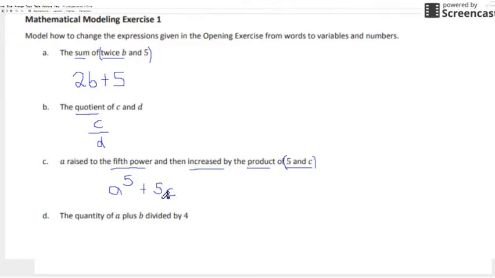Now you could put parentheses around this. You don't have to because multiplication comes before addition. So you don't need to.